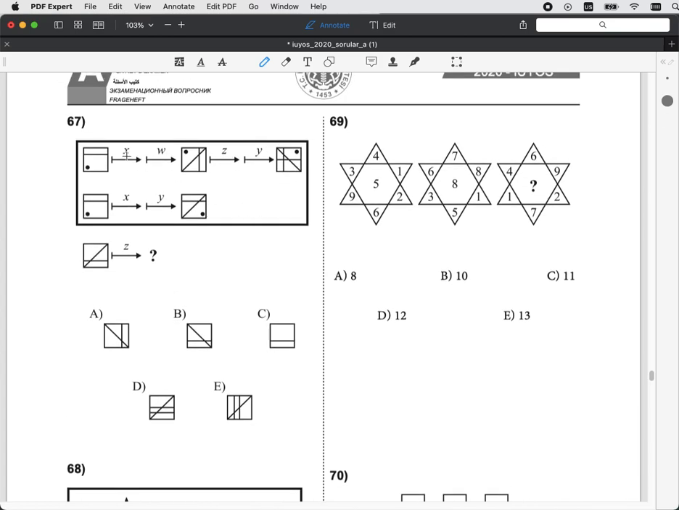67. X and W will make this shape from this one. So here is also X operation, right? So the same thing is this diagonal line. So X should be diagonal line. And here is Y, and here is also Y. So what's the similarity? If X is this diagonal line, then Y will be the mirror reflecting from this shape to this shape. So we'll assume like here it is a mirror. Y is reflecting from this shape to this shape. Okay, then.